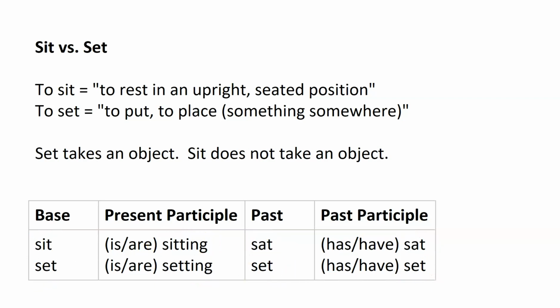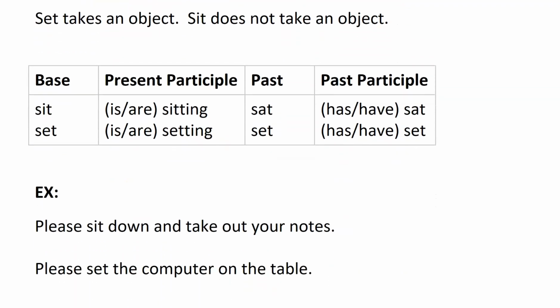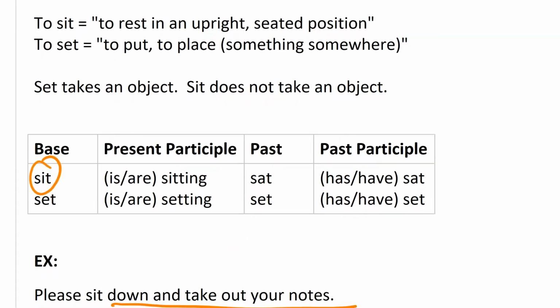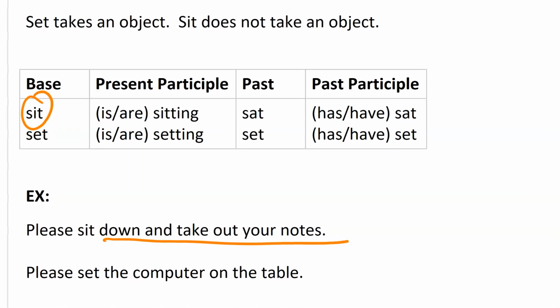And the best way to describe this confusion is just to go right to the sentences. Please sit down and take out your notes. You would never say, please set down and take out your notes. No object. This is sit. And it means to rest in a seated position. So you're sitting down, and you are resting.